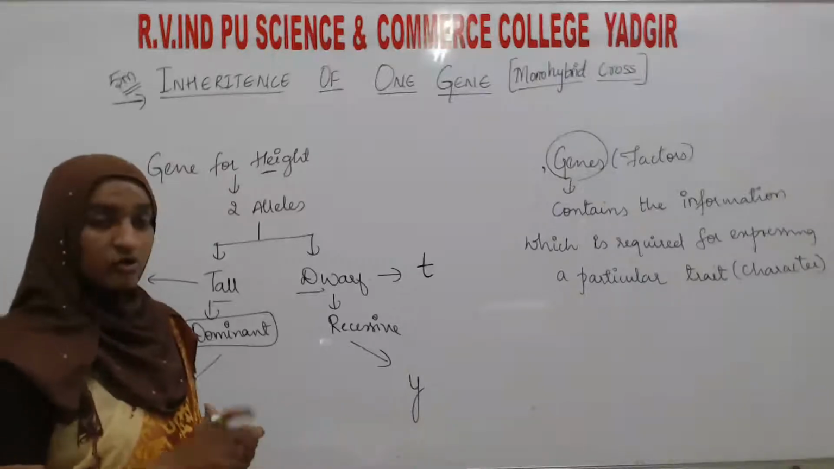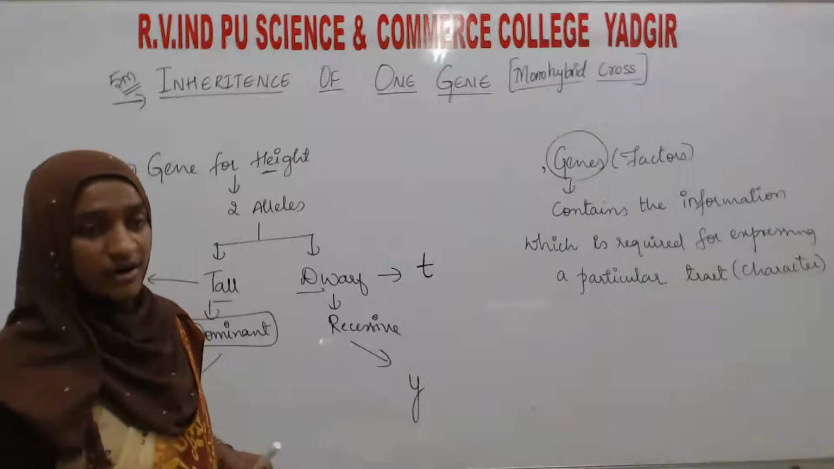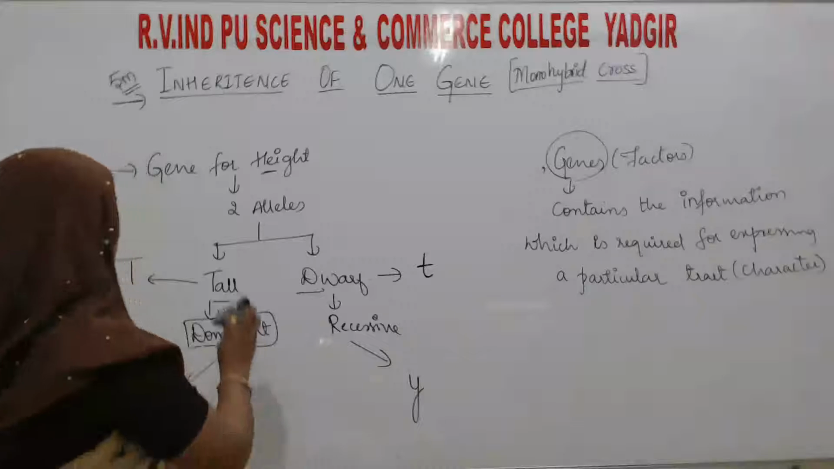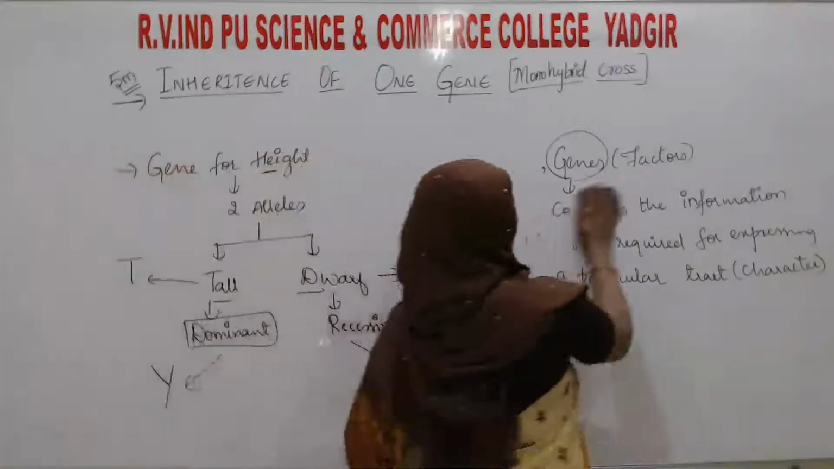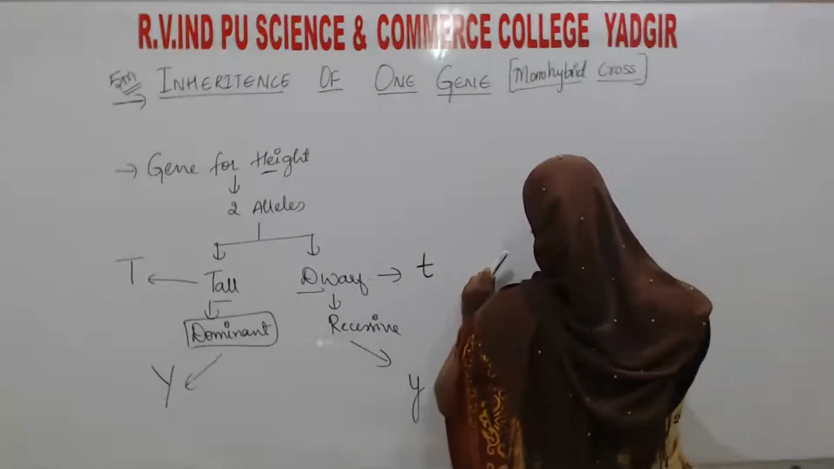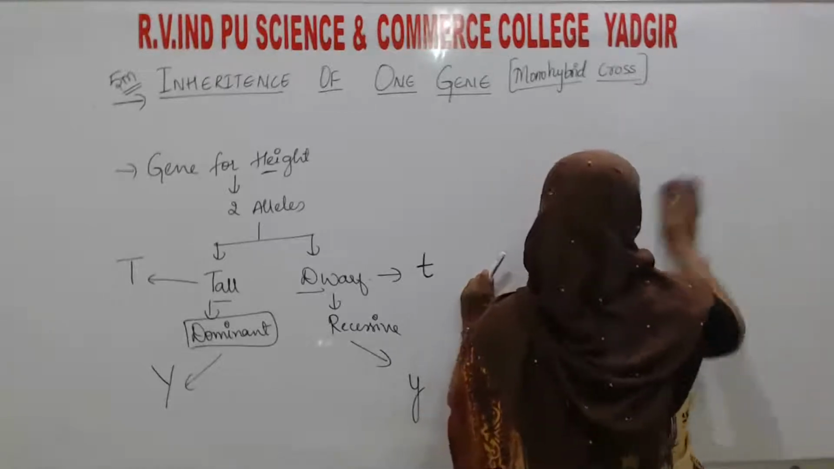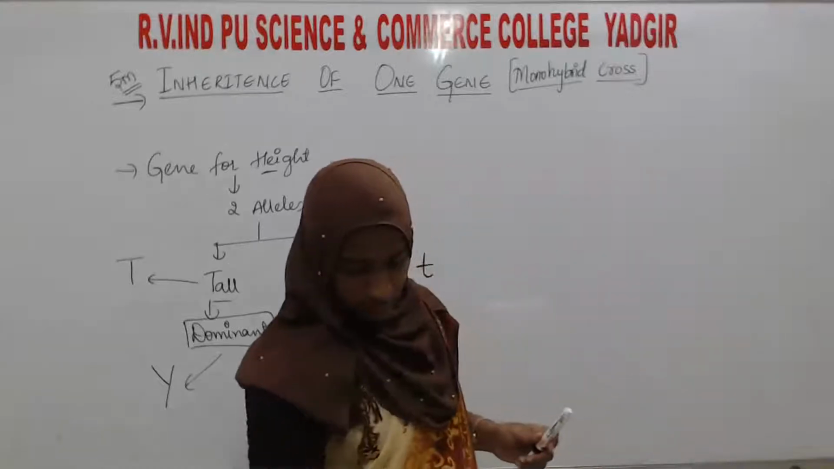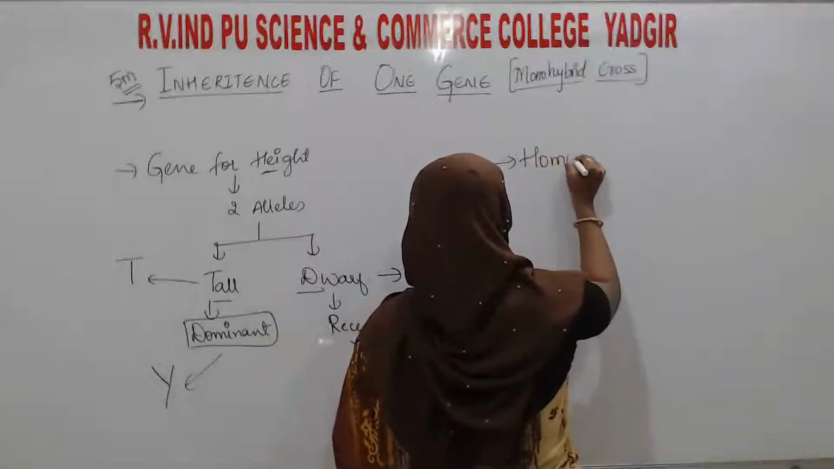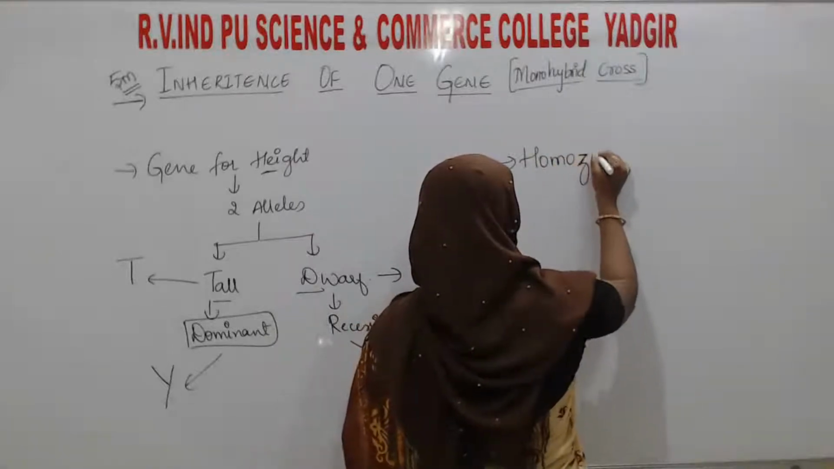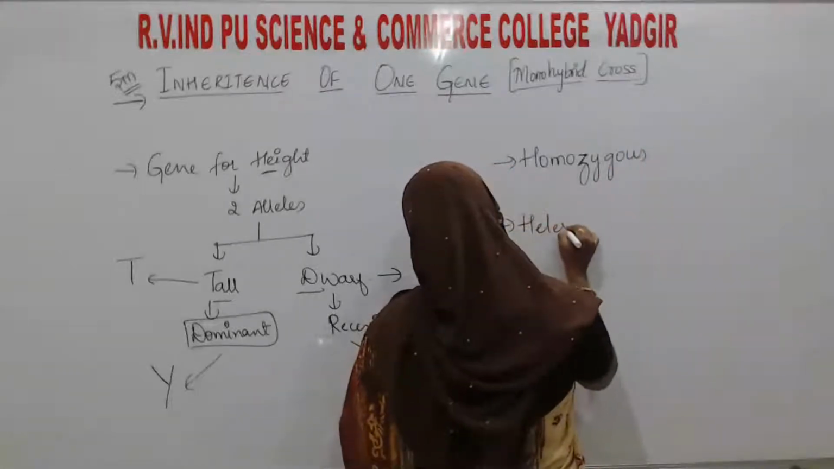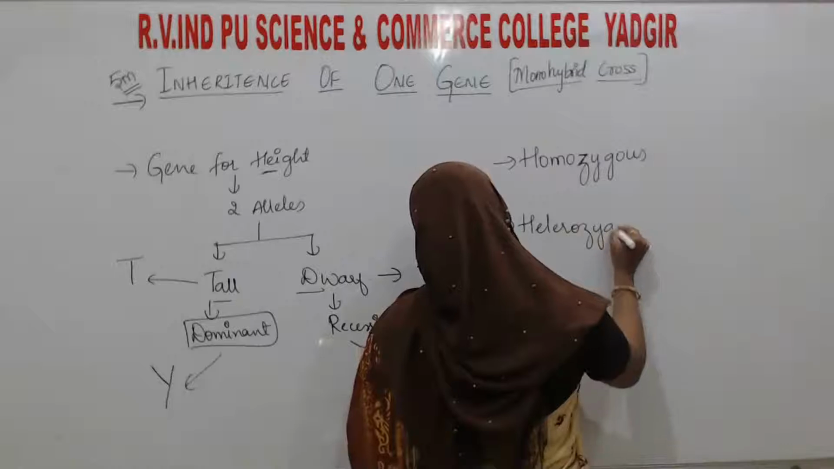Next, two more terms are important: homozygous and heterozygous.